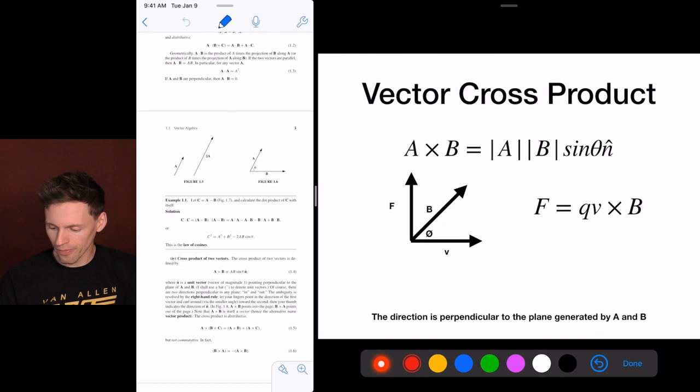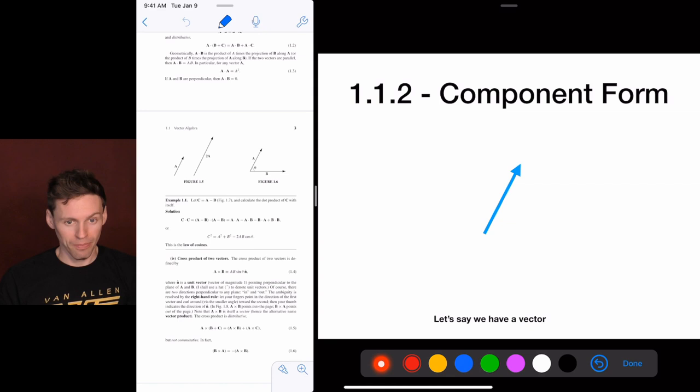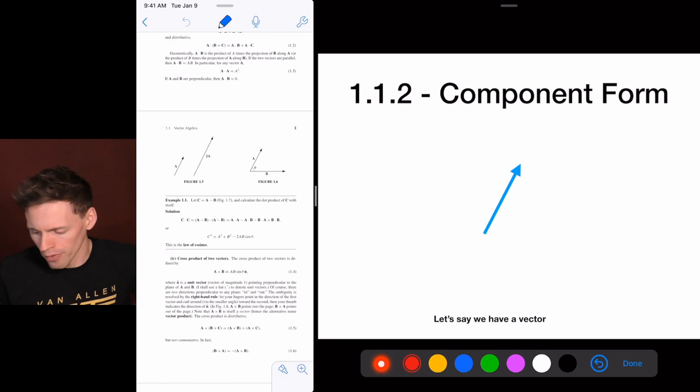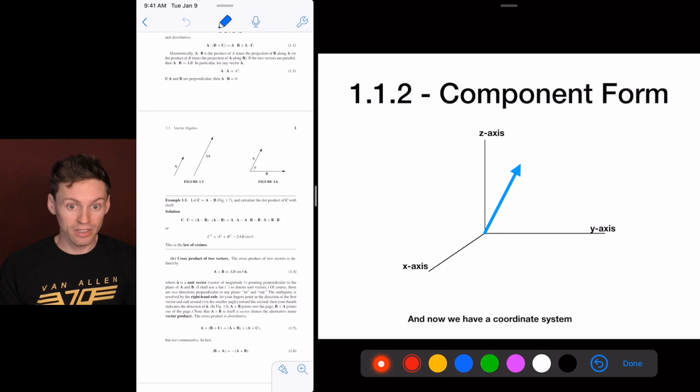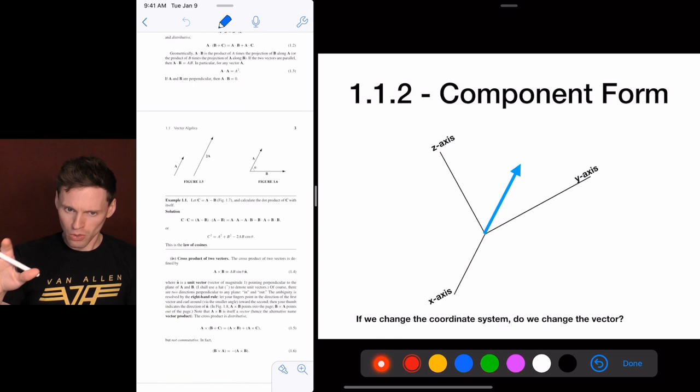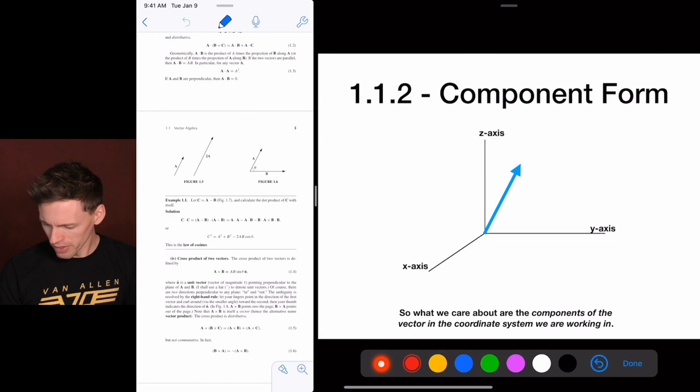Okay, so component form. You've probably done those dot products before and maybe those cross products before, but now we're going to do them in a little bit more sophisticated way. So let's say you have a vector, and the first thing you need to do is define a coordinate system so you can communicate your results. What happens if we change the coordinate system? What happens to the vector? Do we change the vector? No, we don't change the vector, we just change the coordinate system that the vector is in.